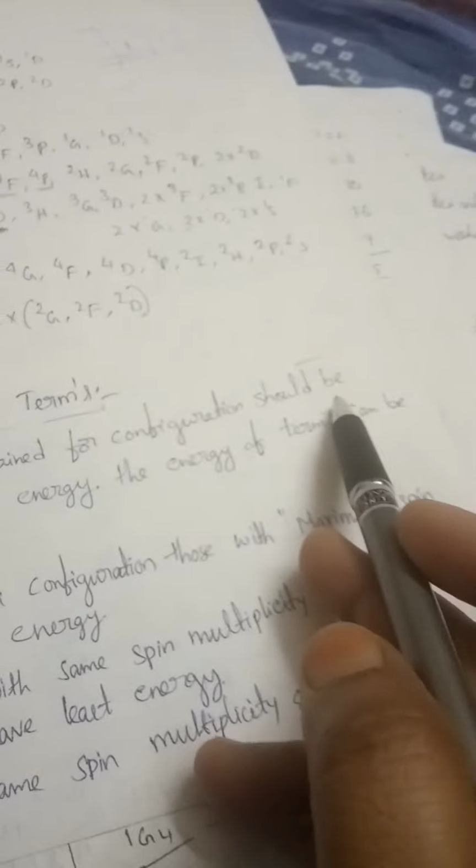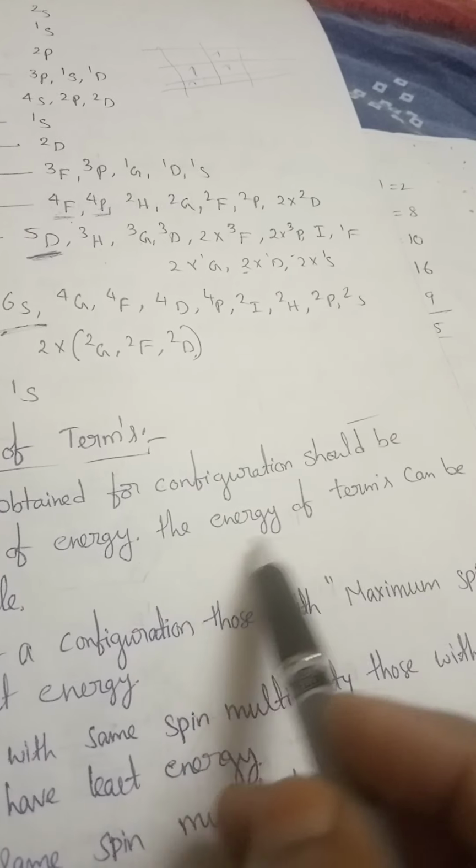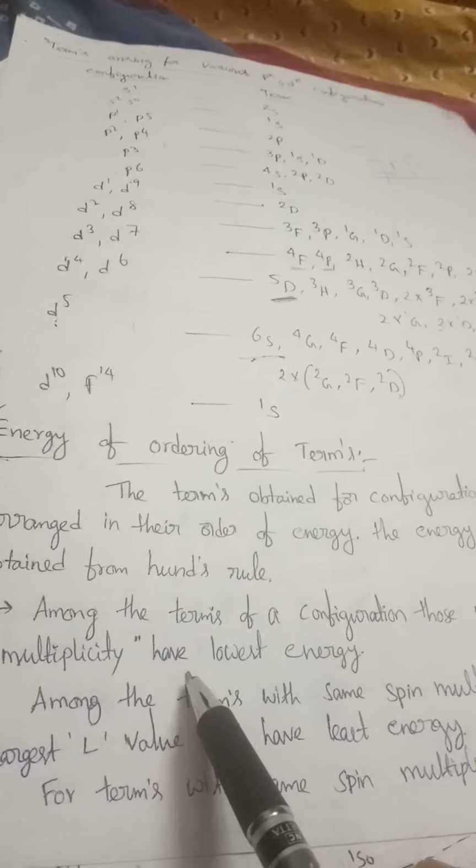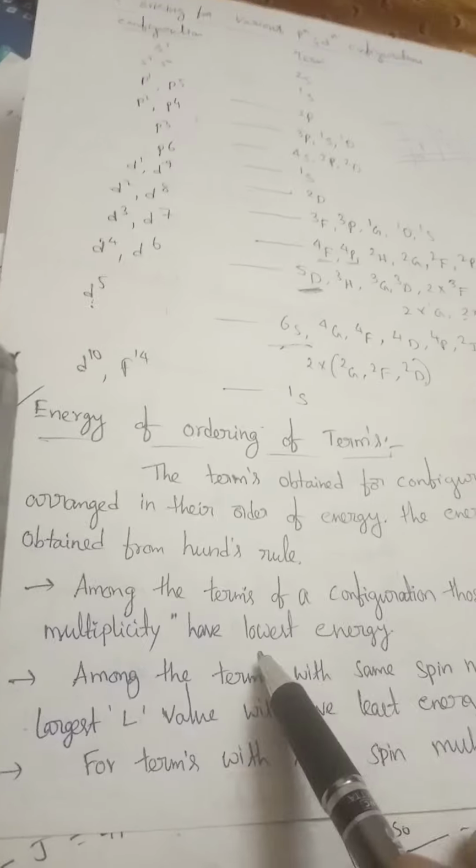The next one is energy ordering of terms. In the examination, they ask what is the energy order of the terms by Hund's rules. So the terms obtained from a configuration should be arranged in their order of energy. What is the order? This energy order of terms can be obtained from Hund's rules. The first one: among the terms of the configuration, those with maximum spin multiplicity have the lowest energy. For example, in the discussion of these three.